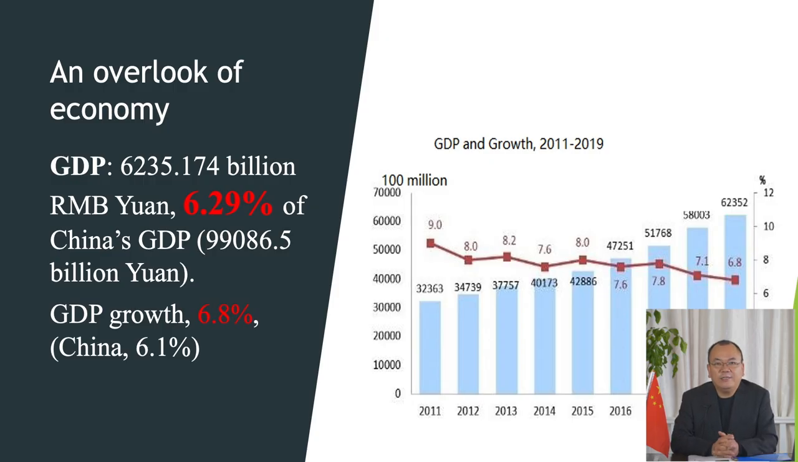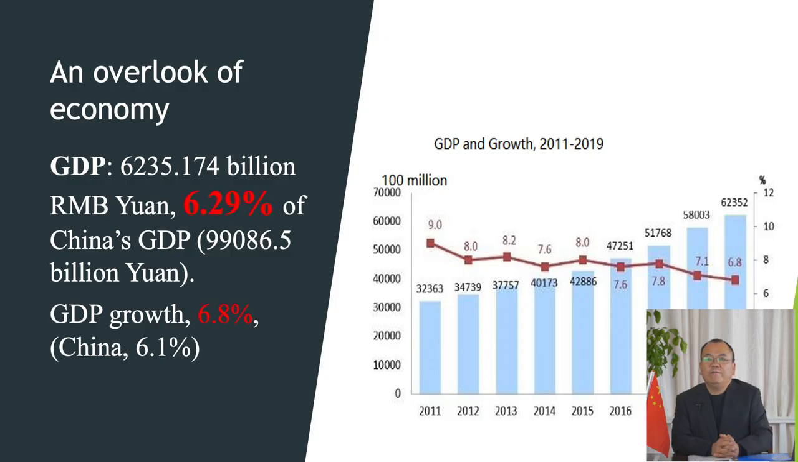About the general description of Zhejiang's economy. You can see this chart, GDP. Zhejiang's GDP last year, 2019, is 6,235 billion yuan. It is 6.29% of China's GDP. And its growth rate is 6.8%, compared with China's total GDP growth rate of 6.1%.